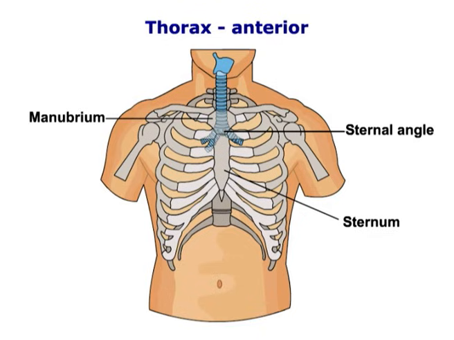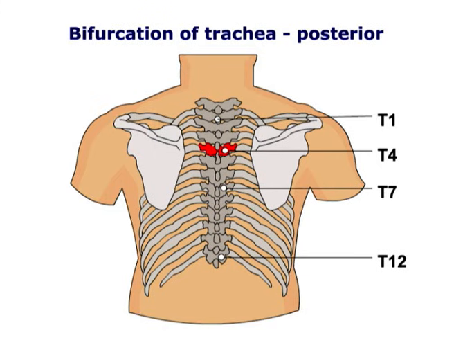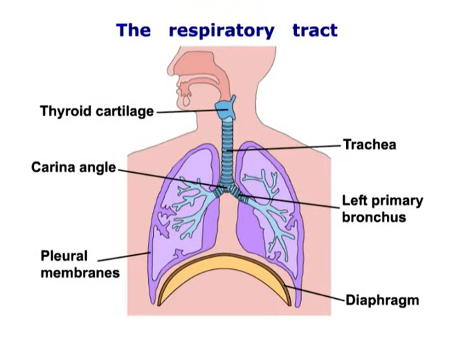Anteriorly, the division takes place behind the sternal angle. Posteriorly, the division takes place at the level of the fourth thoracic vertebra. The primary bronchi then pierce the parietal and visceral pleurae to enter the left and right lungs. There are successive divisions of the bronchi until the respiratory bronchioles enter the alveoli sacs.